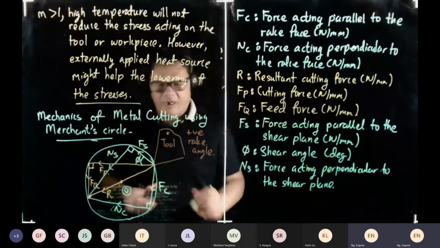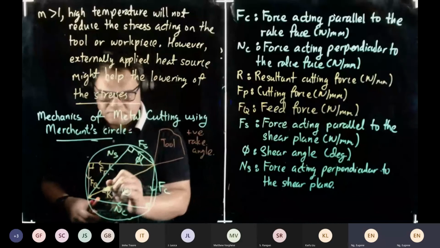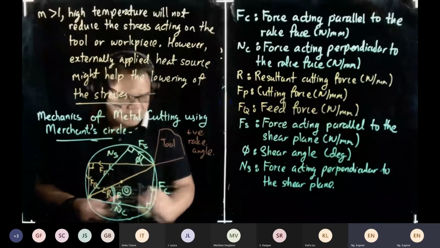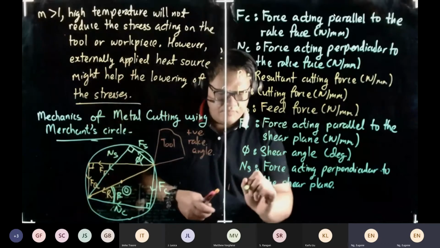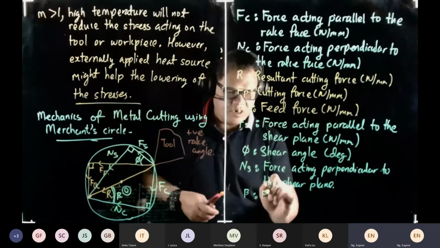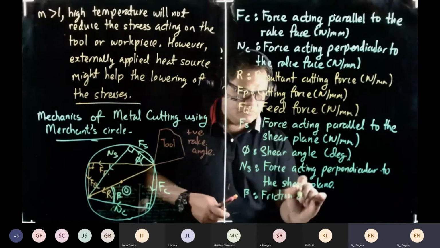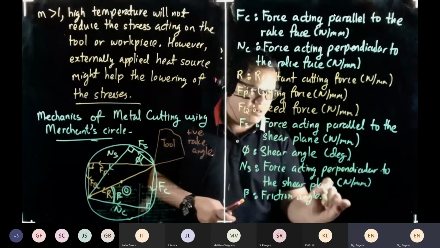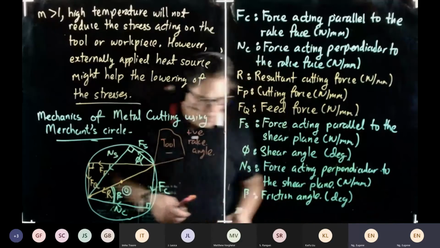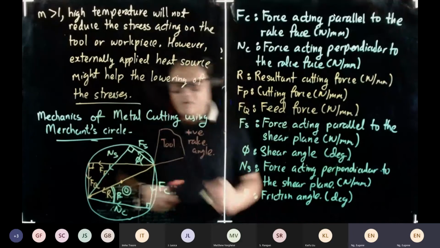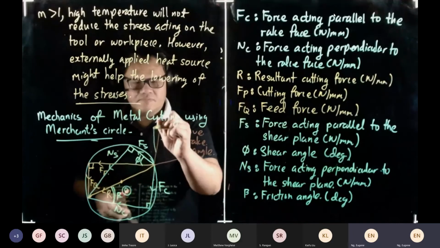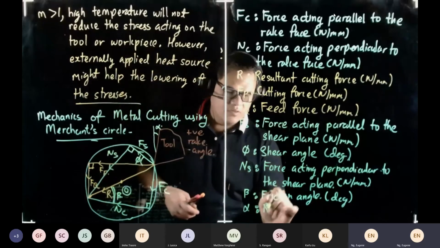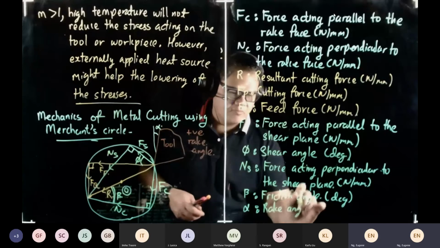Then we have an angle down here, which is known as our beta angle, the friction angle. It's called a friction angle, but it does not mean coefficient of friction. This is in degrees. One more angle over here is our alpha, and we all know that alpha is our rake angle.